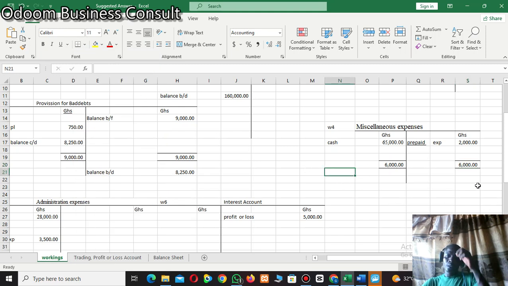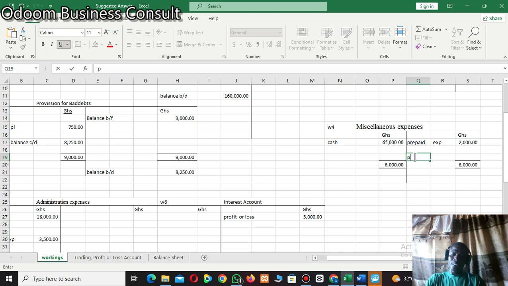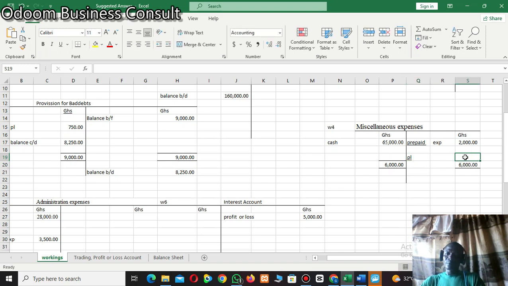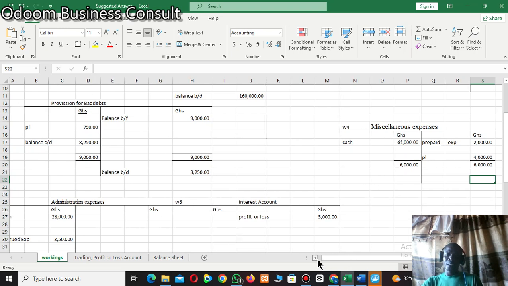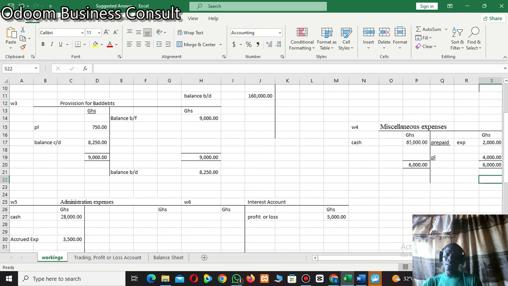So where will the difference go to? The difference will be at the credit side, which will be taken to profit and loss. So it's an expenses. 2,000 from 6,000 we will get 4,000. So 4,000 will be taken to profit or loss account. Okay, we are done with this one too. There is nothing like balance brought down because we are presenting our final account for the year.